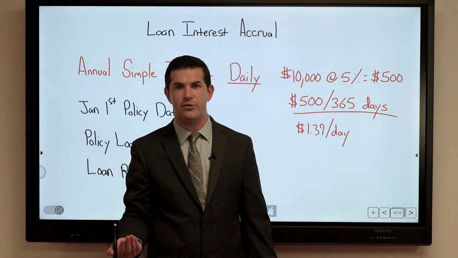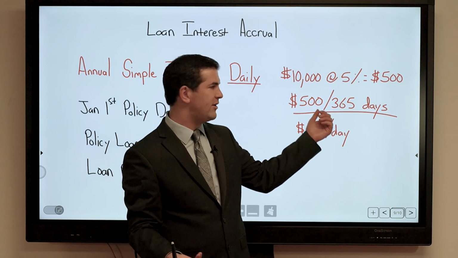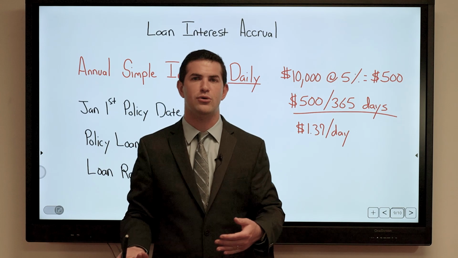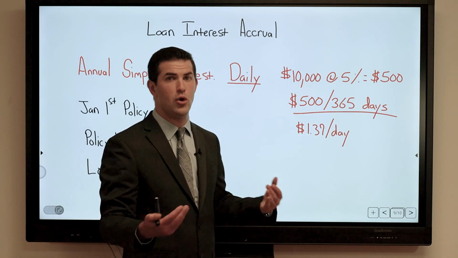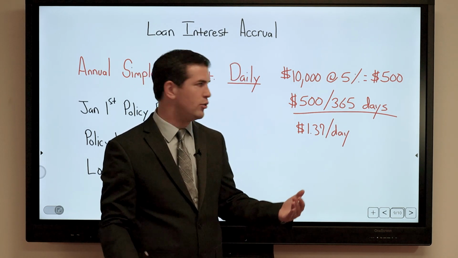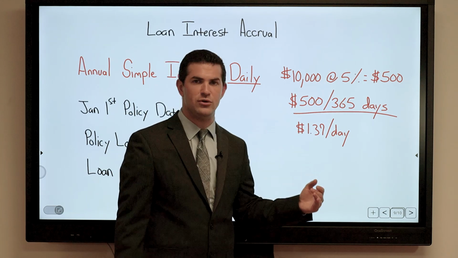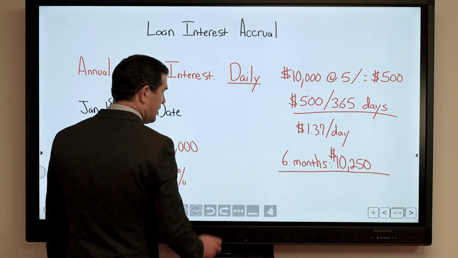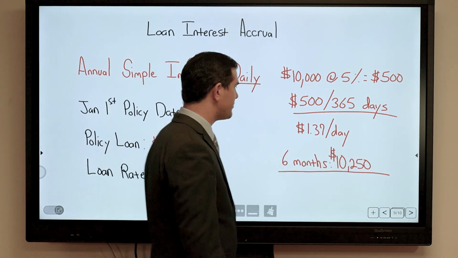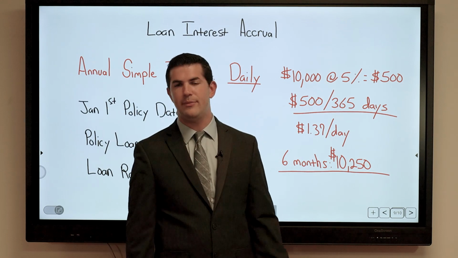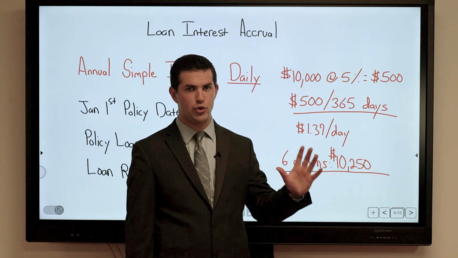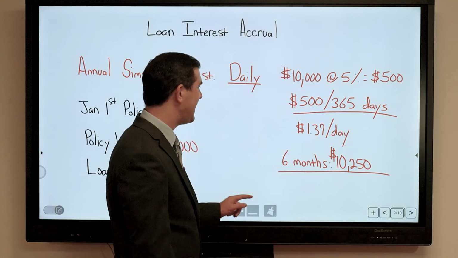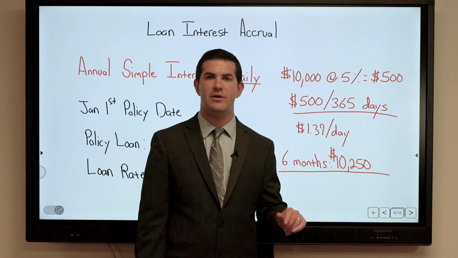So if you have a calculator and you take 500 divided by 365 days, you're going to come up with just about $1.37. And with any loan amount, if you took a $100,000 loan and you had $5,000 in loan interest, do the same thing, divide it by 365 days. Now, over 6 months, my loan interest would have accrued to what? $250.